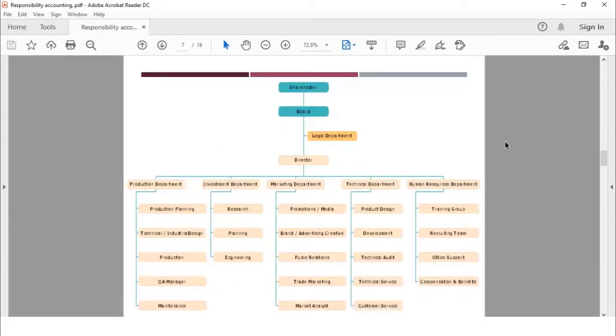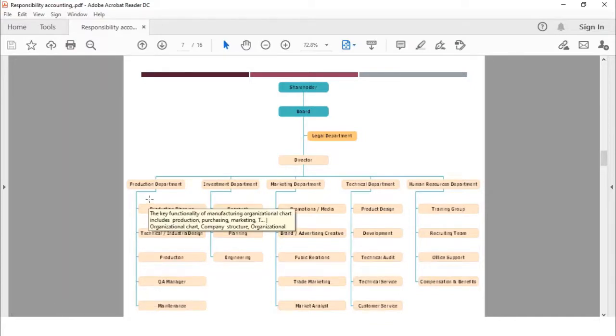Now, let's have an example. Hopefully the words are clear, but this is an example of an organizational chart, di ba? So you have the shareholder, the board, legal department, the director, and then you have the following departments. So you have the production, investment department, marketing department, technical department, and human resources department. Under the production department, there are sub-departments: production planning, technical, production itself, quality assurance, and maintenance.